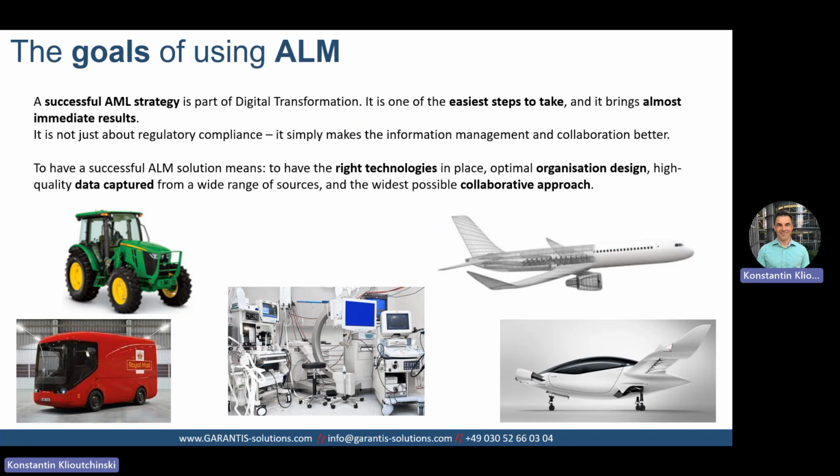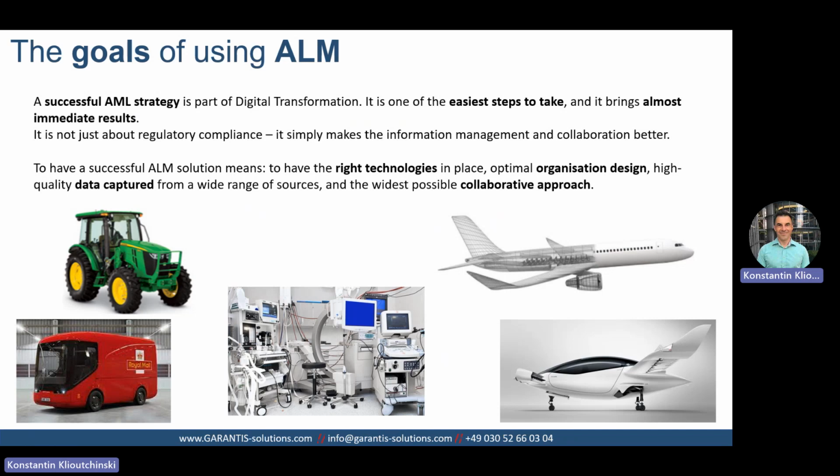With Polarion, you install the server in one day, and 2 weeks later you have your requirements in the system, and you already have traceability reports coverage. So it's really fast, and you see results immediately. It is not just about regulatory compliance to use ALM. It simply makes the information management and collaboration better.